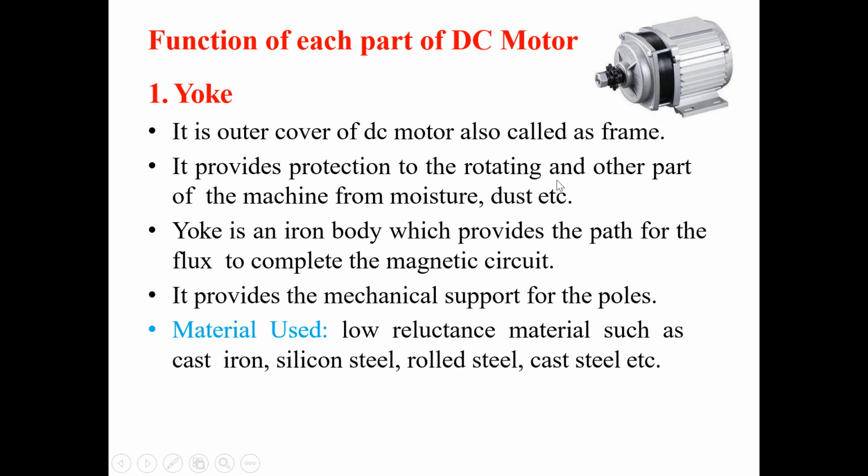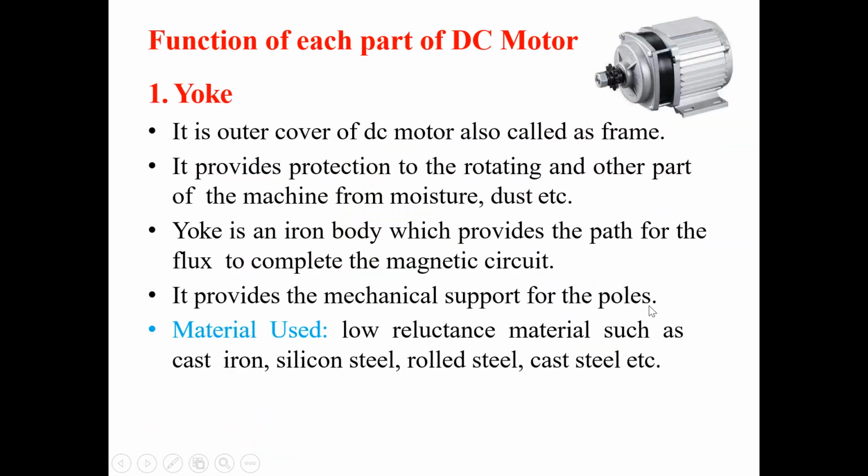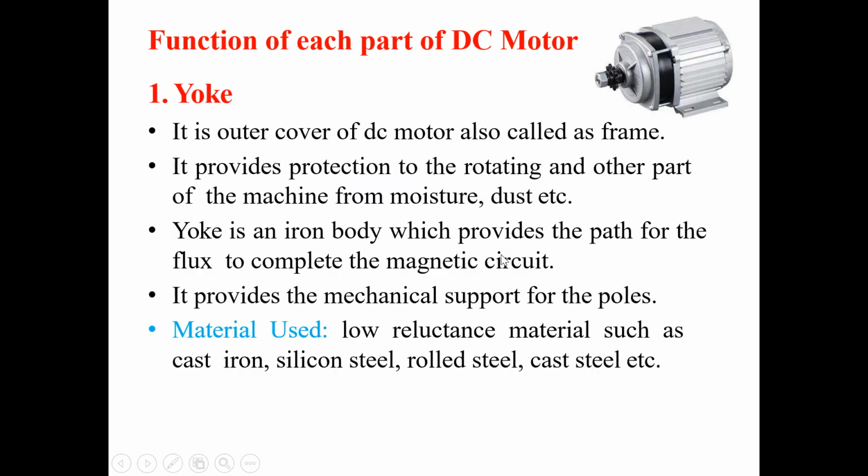It provides protection to the rotating and other parts of the machine from moisture and dust. That means it is the outermost part. Yoke is an iron body which provides the path for flux to complete the magnetic circuit. That means this yoke also participates in the flow of flux. It provides the mechanical support to the poles. These are the poles, north and south, and it provides the mechanical support because the base structure for these poles is this yoke.